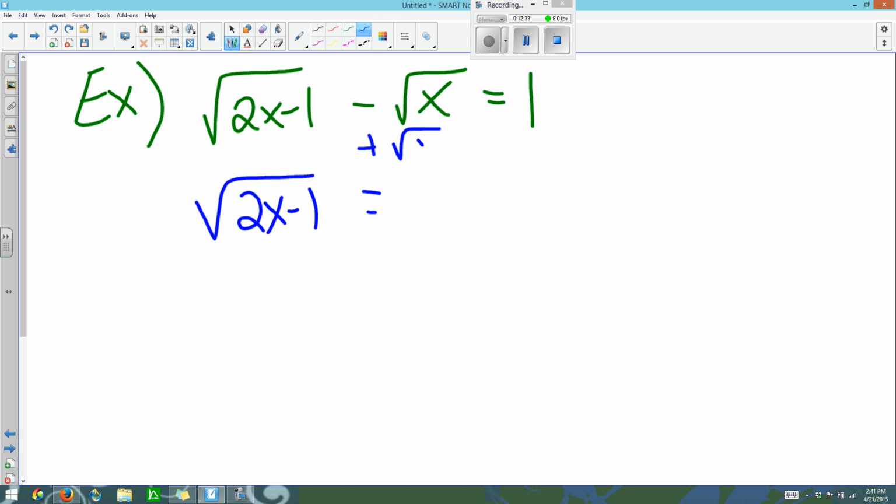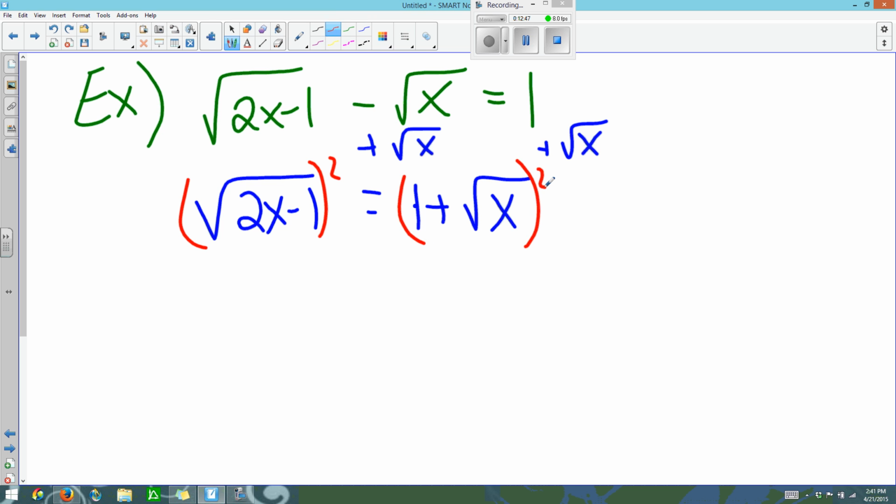So this is what I'm saying. And you'll get 1 plus the square root of x. And then to get rid of the radical on the left, you would square both sides. Okay, and you'll get 2x minus 1. This expression on the right is considered a binomial, so you're going to use the FOIL method. Okay, and I'll write that over there.